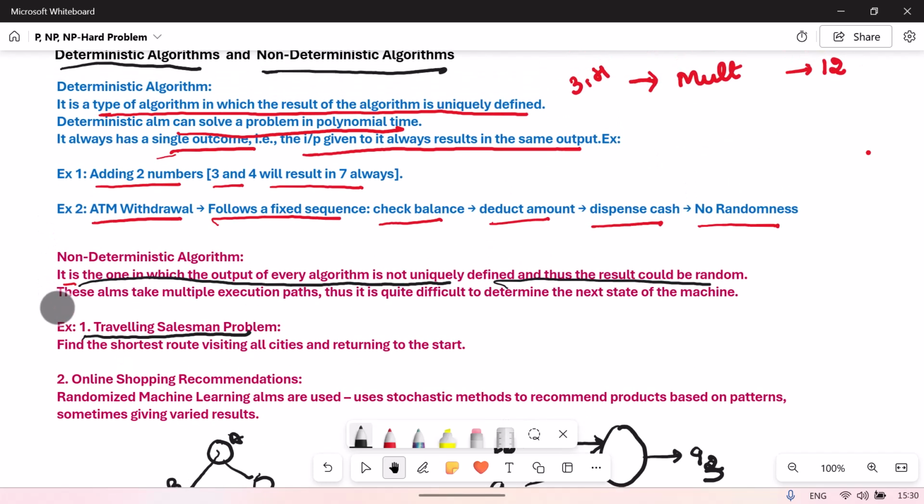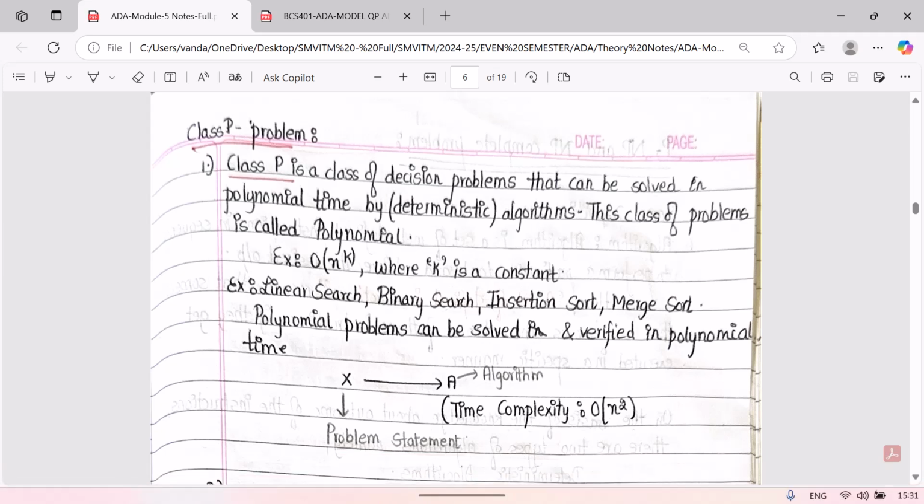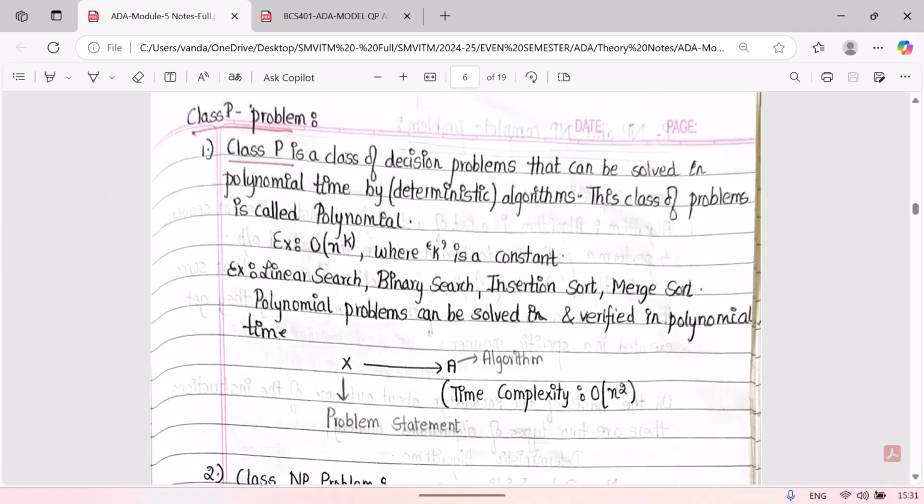So you need the knowledge of these two in order to understand the P and NP problems. There are two types of algorithm based on the output generated: the deterministic algorithm, where the output is clearly defined, and the non-deterministic algorithm, in which the output will vary. With that knowledge, let us start the topic of P, NP and NP-complete problems. In your syllabus, there is only P, NP and NP-complete problems, so I'll be taking up that.